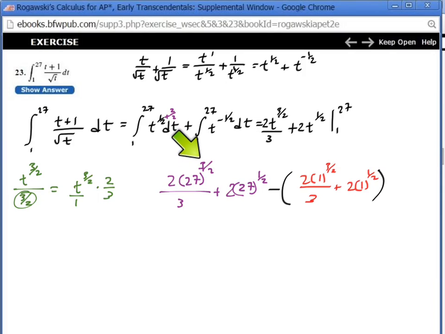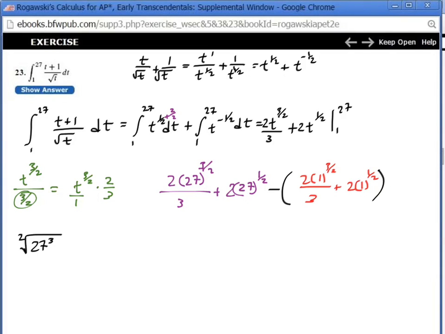So what is 27 raised to the 3 over 2? You guys know how to find that? That's the same as saying 27 raised to the 3rd, and you're taking the square root of that.